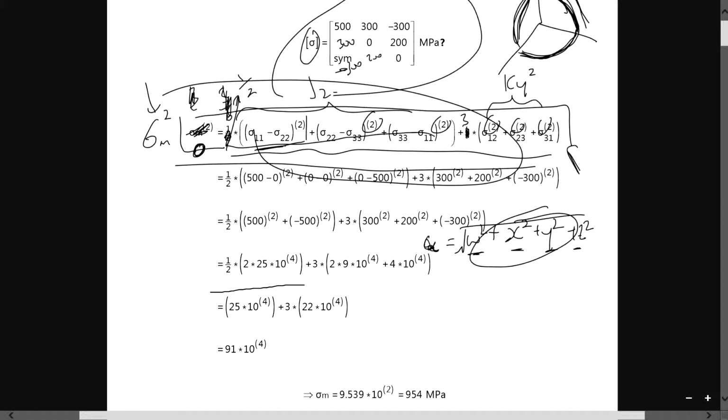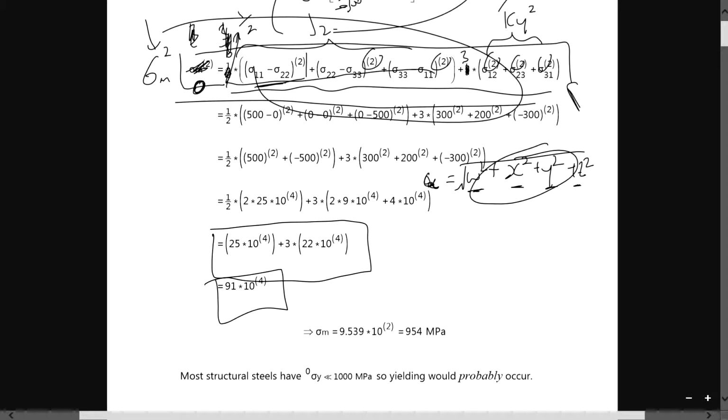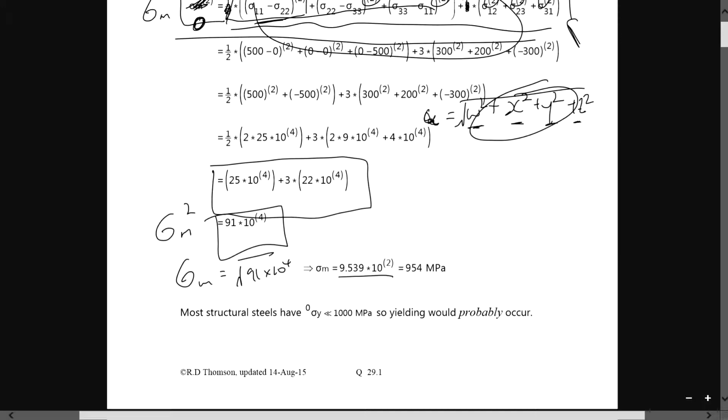Eventually you'll get over here and over here, sorry. And then this is equal to sigma m squared. So you have to square root this whole thing, so it becomes sigma equals 91 times 10 to the power of 4. You should get 9.539 times 10 to the power of 2. This is another method to calculate your von Mises. So 954 MPa is about 1000 MPa, so yielding would probably occur, because it's at the boundary layer already. It's somewhere here. So if you start to load it more, you'll start to deform and yield more.